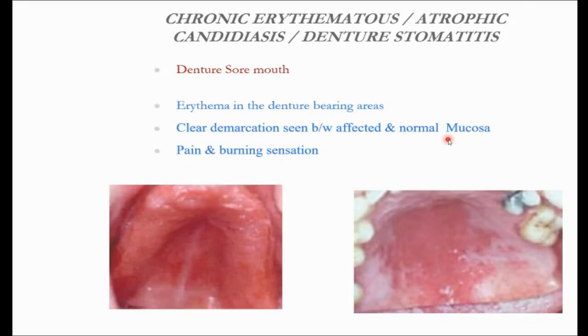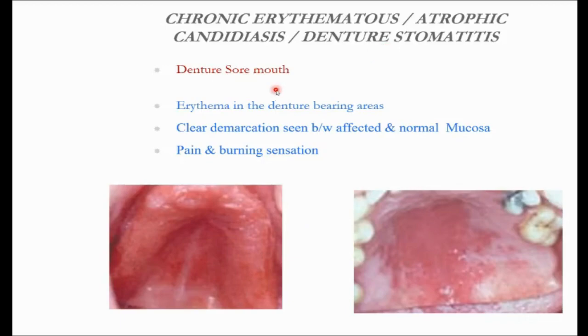The second type of candidiasis is the chronic erythematous or atrophic candidiasis. The other name for it is denture stomatitis. The denture sore mouth is the other name as well. So I want you to remember, chronic erythematous type is nothing but denture stomatitis.